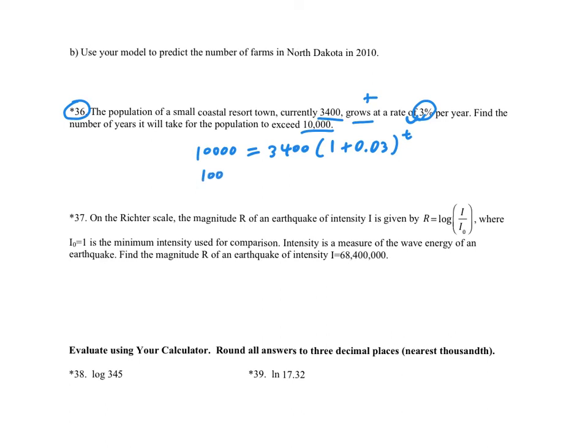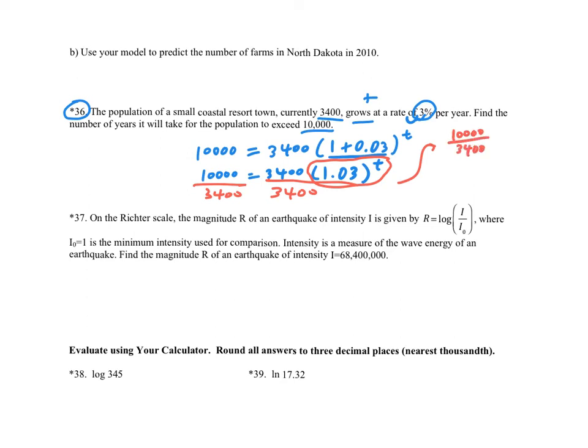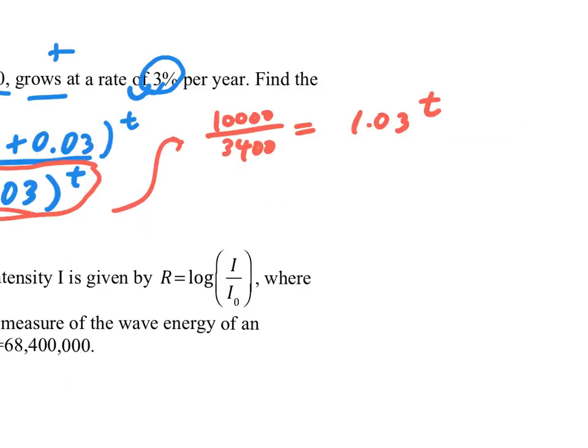So let me go ahead and rewrite this so that the base is written as a single term 1.03. You didn't have to do that, but it just looks nicer if you do it this way. So again, I have an exponential equation. I'm trying to get the base raised to the power by itself. So that means I divide both sides by 3,400 first. So I get 10,000 divided by 3,400 is equal to 1.03 to the power of t. So how do I get t by itself? How do I get rid of that exponentiation?